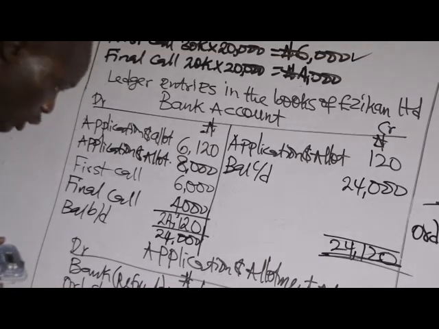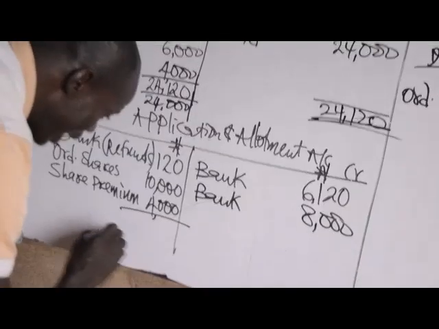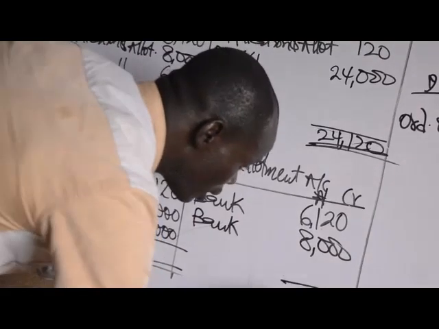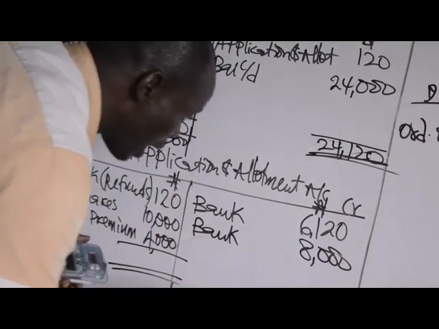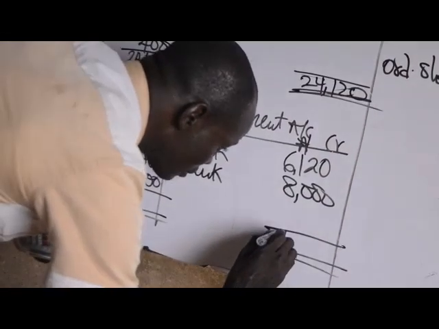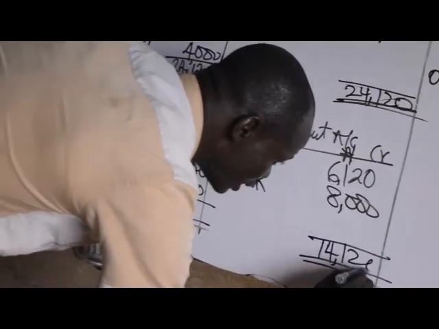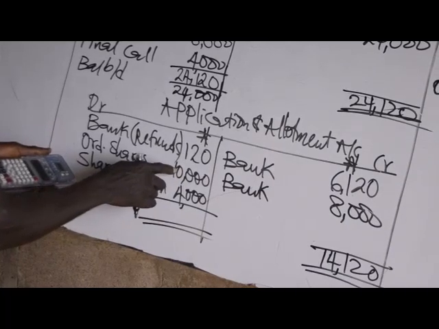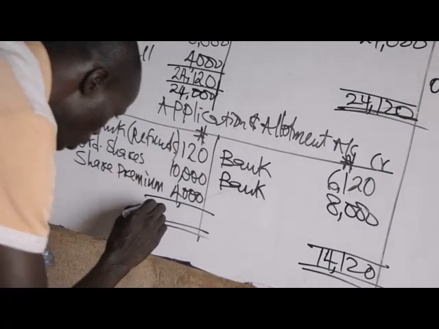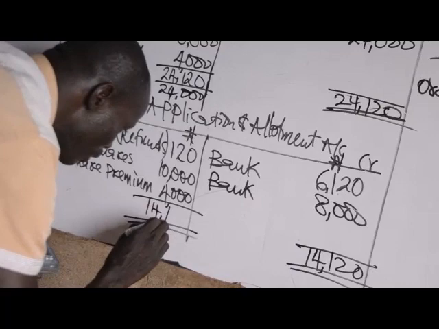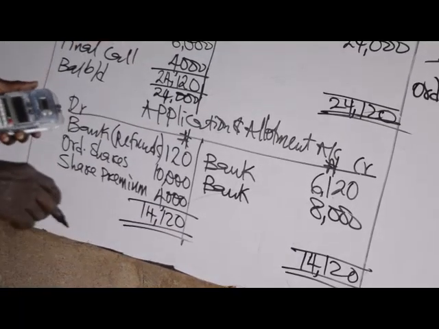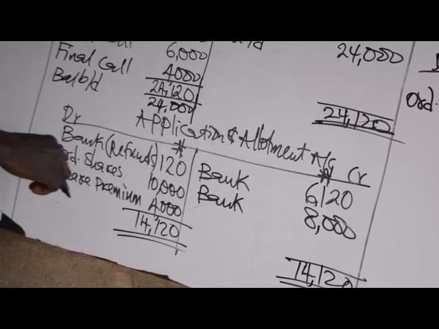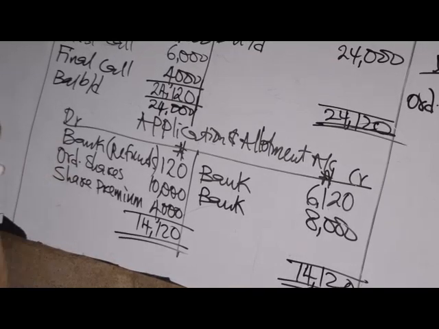Then you equally balance your application and allotment account. If you sum up the credit side, you have 14,120. Then 120 plus 10,000 plus 4,000, that will also be 14,120. So these are the necessary ledger entries in the books of the company.